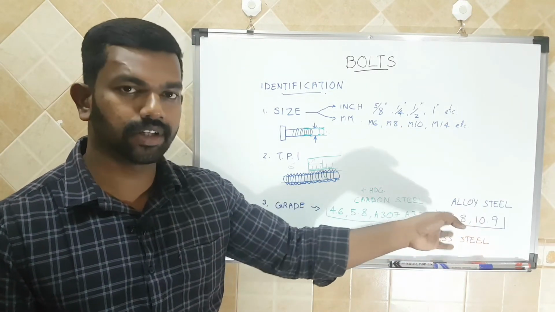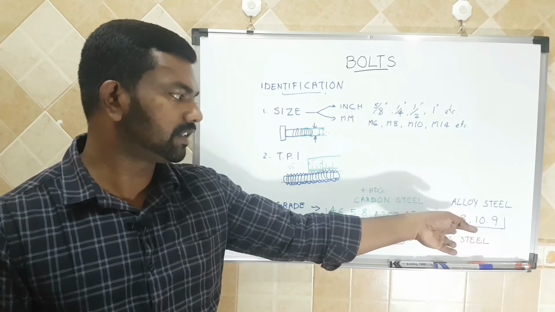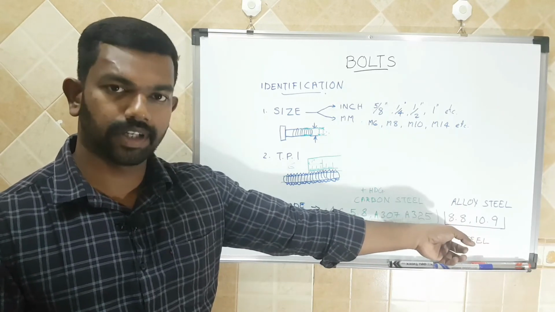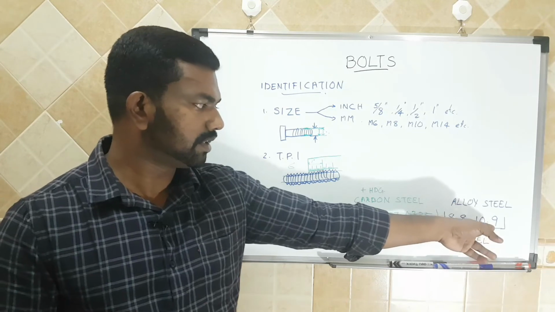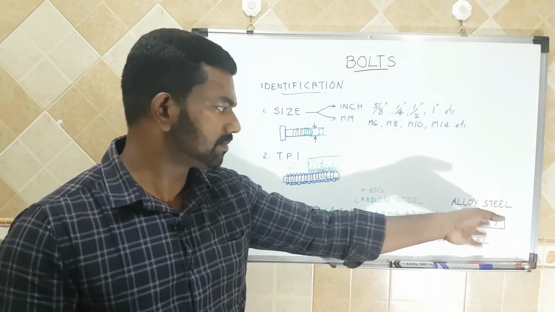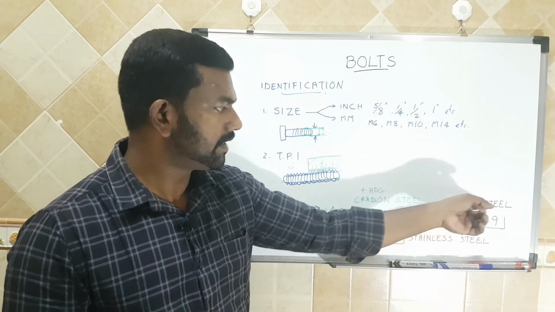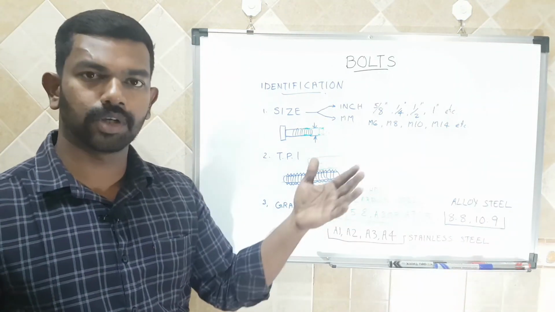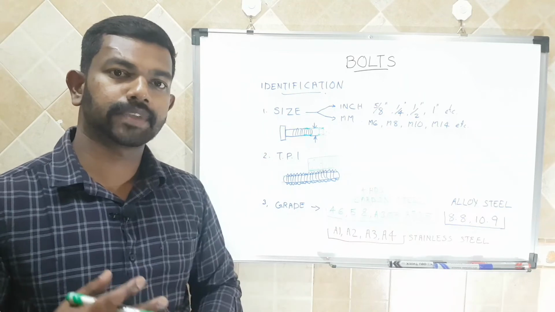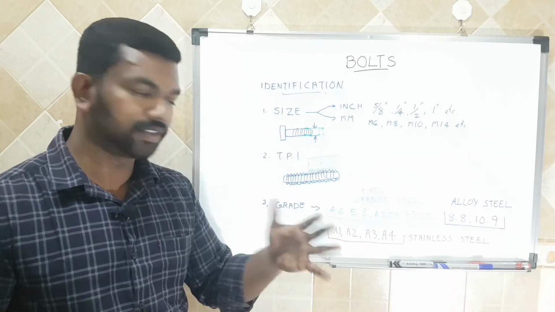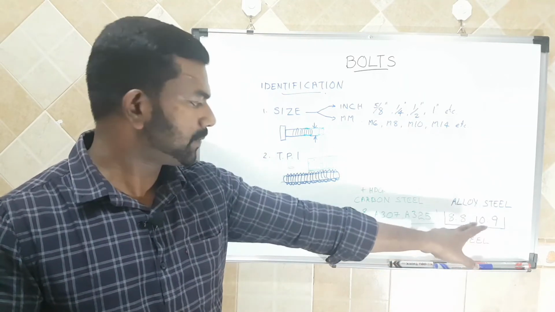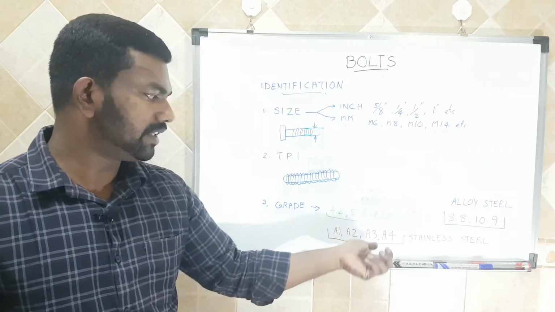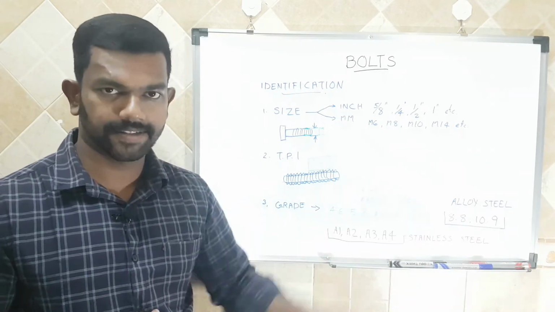This is the strength of the bolt. For example, 800 psi may be the strength of 8.8, 10,000 psi is 10.9, etc. That means the strength. This is alloy steel. This may also come with HDG, hot dip galvanized, or electrolytic type galvanized, whatsoever, or without galvanization also. Then there are A1, A2, A3, A4. These are the stainless steels.